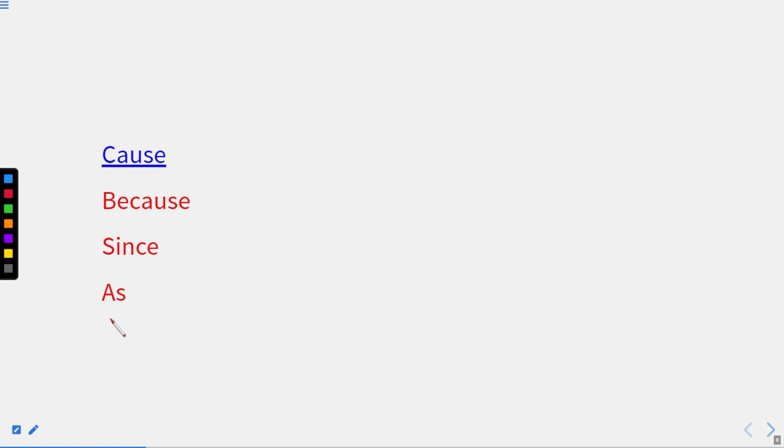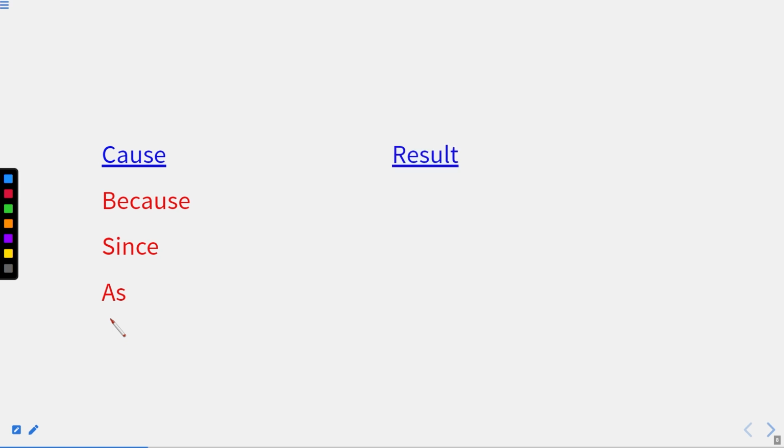So we can say that A got fever because he got wet in the rain. Now, if I want to use since, I can say since A got wet in rain, he got fever. Now, if I want to use as, I can say as Anil got wet in rain, he got fever. So I can use any of these conjunctions to join these two situations together.